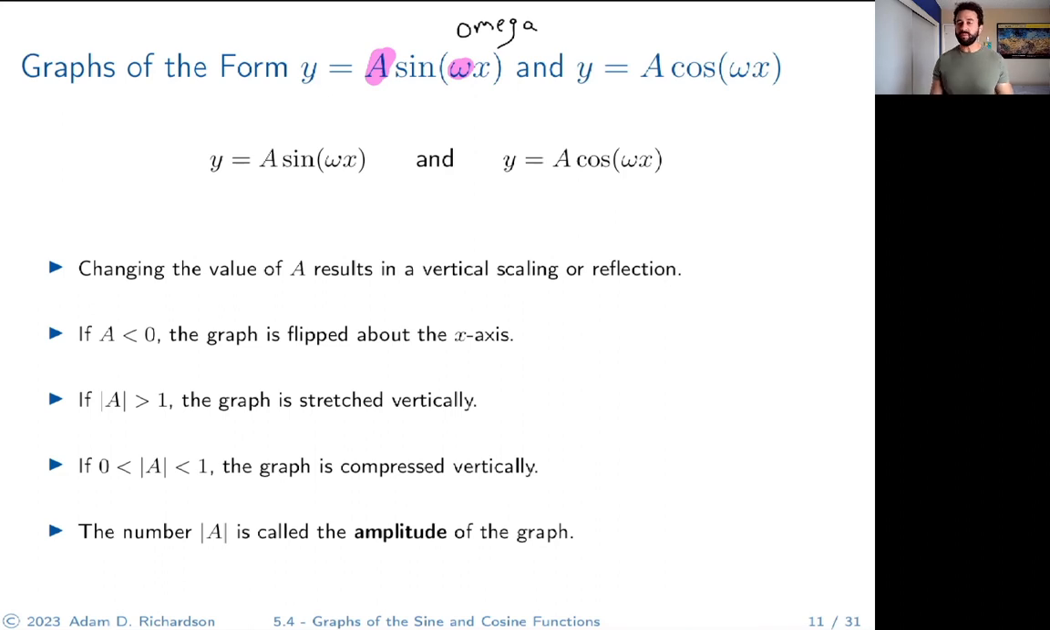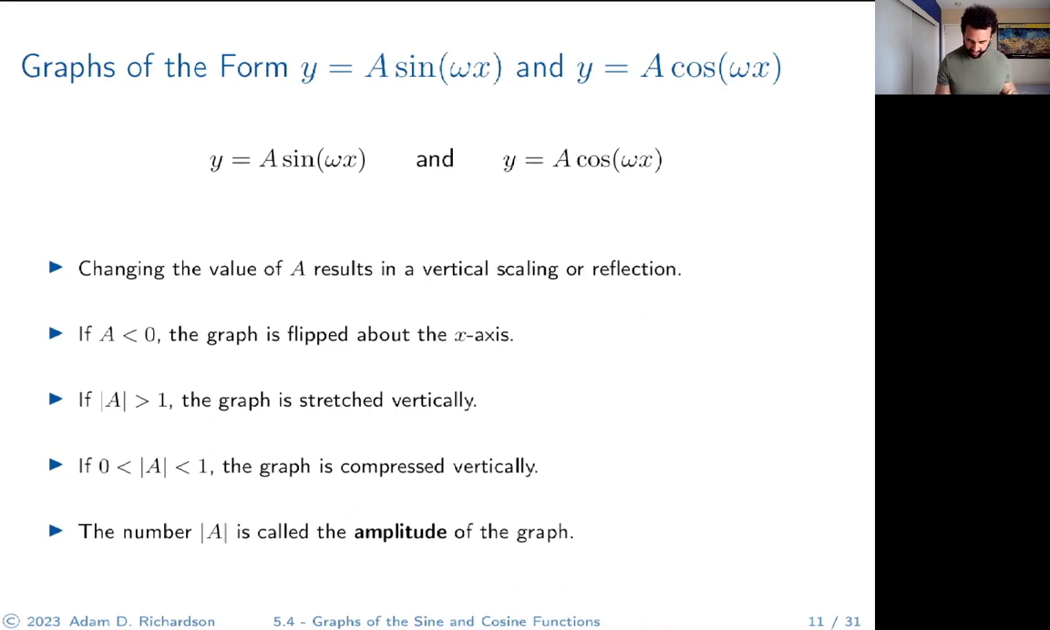We kind of looked at what these would do in the previous section, 1.5. If you've got this number a, that's going to give you a vertical stretching. And this number omega, this is where things are going to get really interesting, because omega changes the period of the graph. So we're going to investigate all of this now and do some examples and explore.